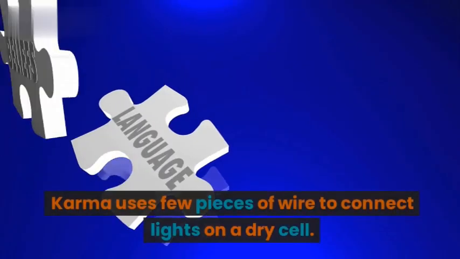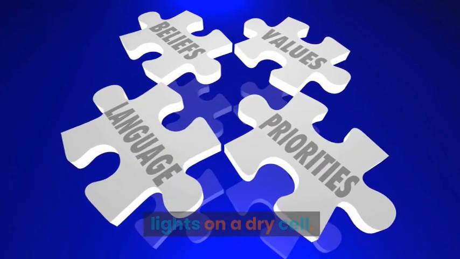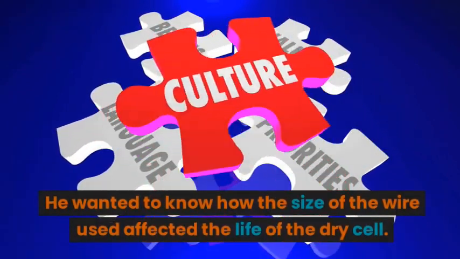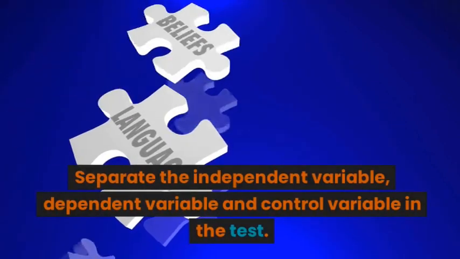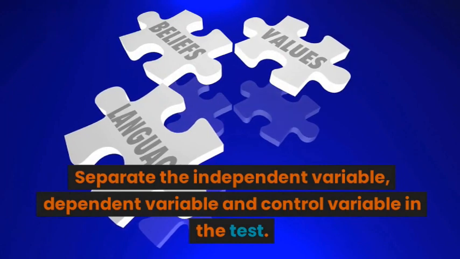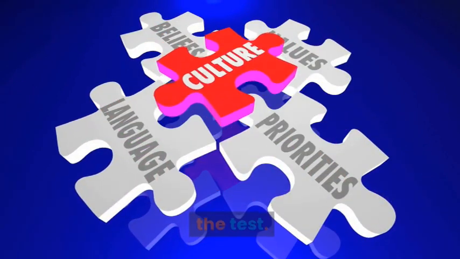9. Karma uses a few pieces of wire to connect lights on a dry cell. He wanted to know how the size of the wire used affected the life of the dry cell. Separate the independent variable, dependent variable and control variable in the test.